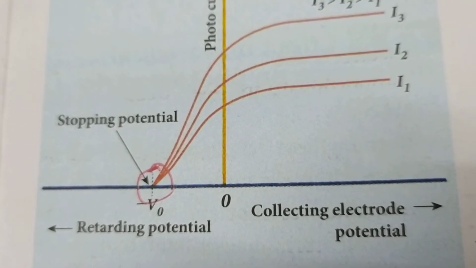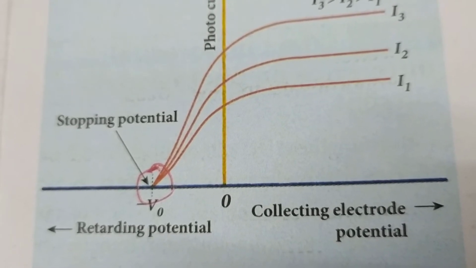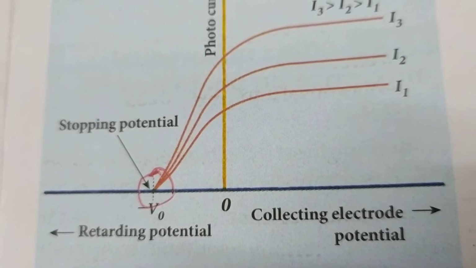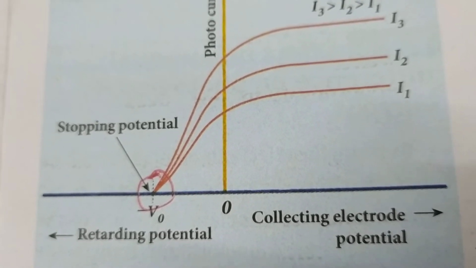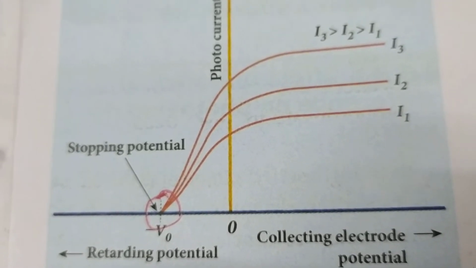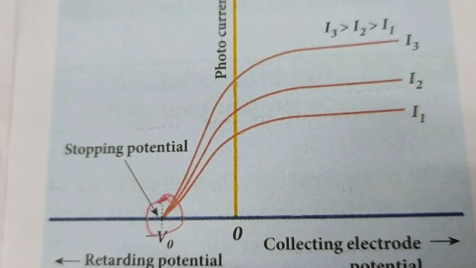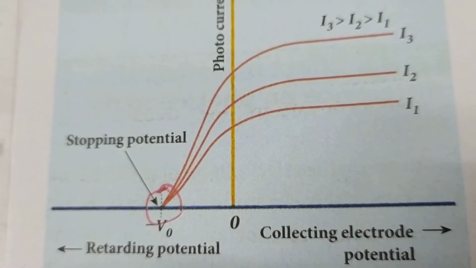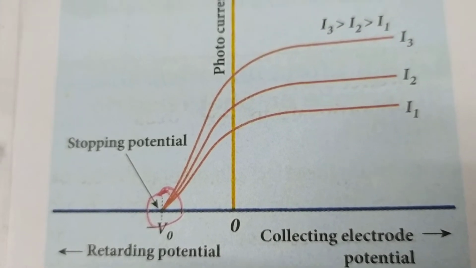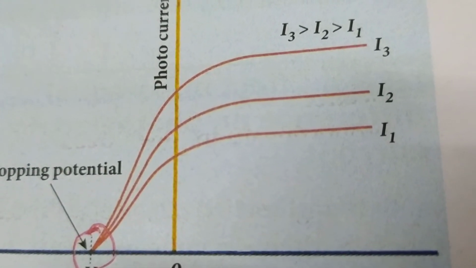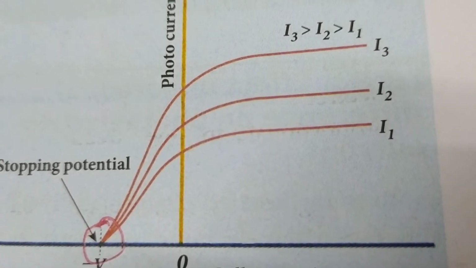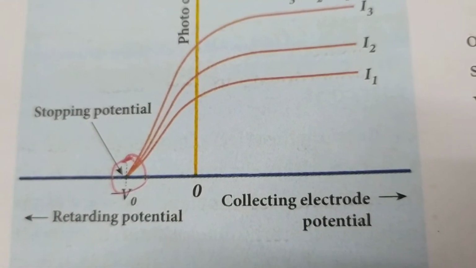V0 is called the stopping potential, that is where the photoelectric current completely becomes zero. That is, electrons from the cathode are not at all reaching the anode; electrons are completely stopped near the cathode. So that is called the stopping potential. Whatever the intensity, I1, I2, I3, the stopping potential is the same for all the intensities. But when you see the saturation current, for a higher value of intensity, the saturation current is also higher. And so this graph is very, very important.